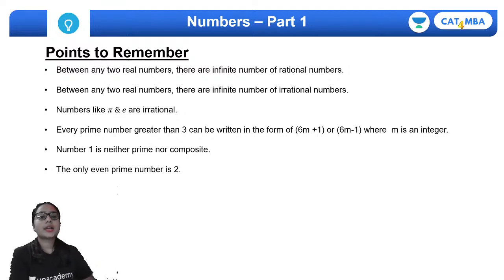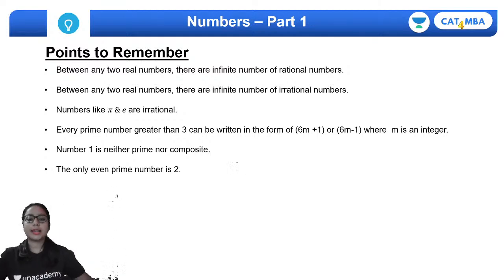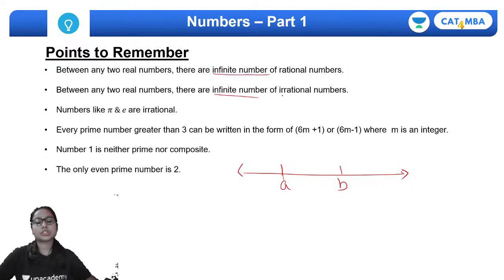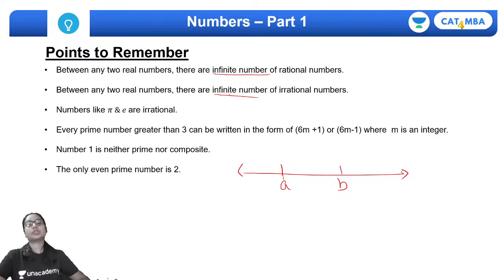Okay, let's see. So the first point is between any two real numbers, there are infinite number of rational numbers. Okay, so on this number line, if I have any two numbers a and b, then between these two numbers we have infinite number of rational numbers and infinite number of irrational numbers. Please keep this in mind. Numbers like pi and e are irrational. These are the non-terminating, non-recurring decimals.